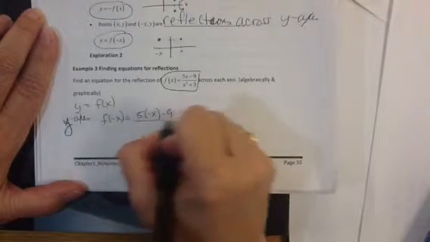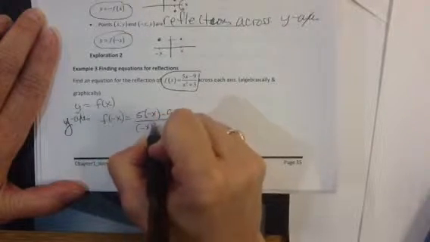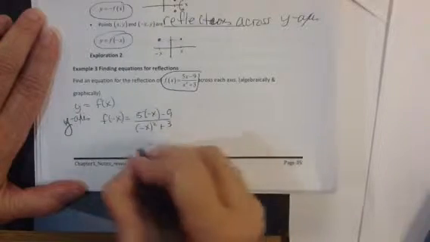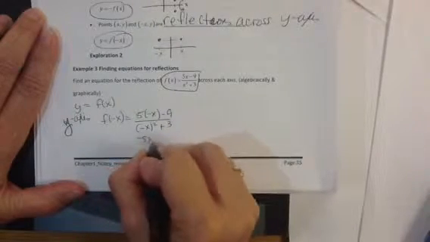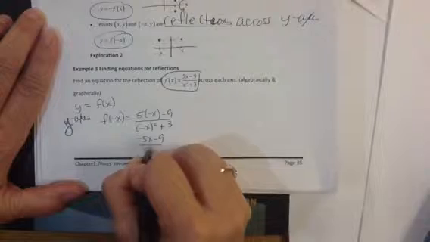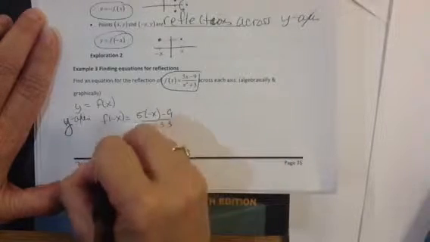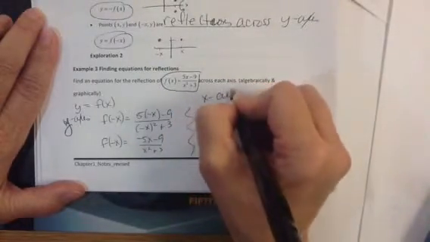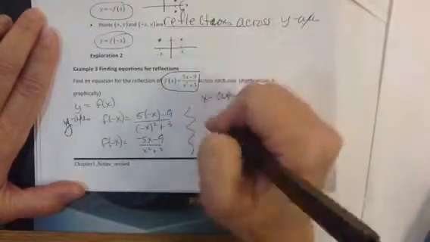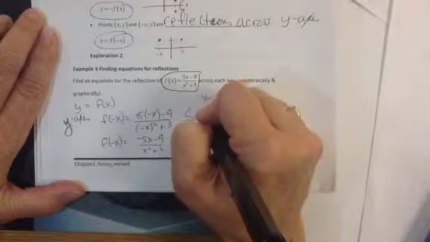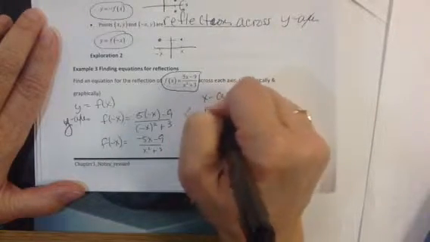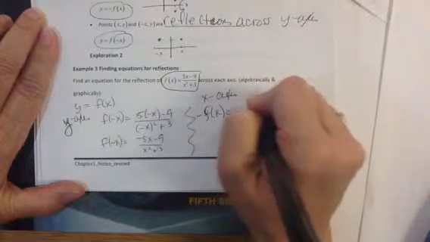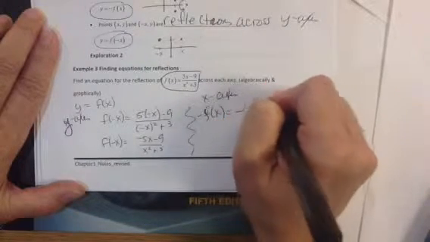minus 9 over negative x squared plus 3. So now what I get is negative 5x minus 9 over x squared plus 3. That is a reflection across the y-axis. Now I need to do one across the x-axis, which means I want to get negative f of x. So I'm going to put a negative in front of my f of x.